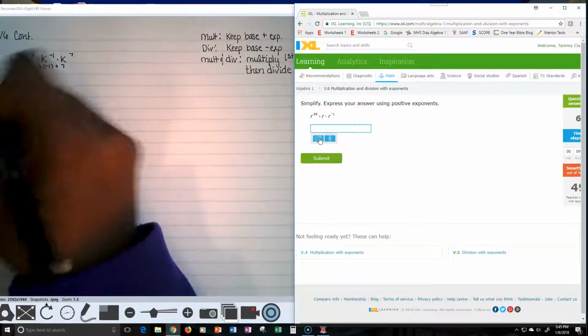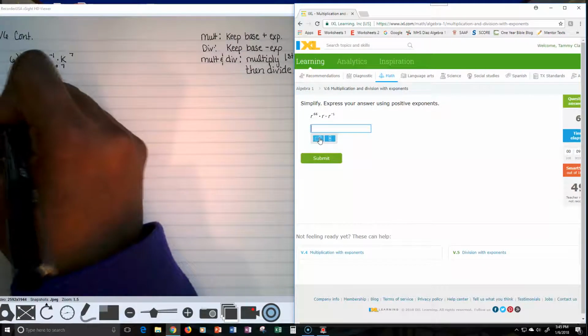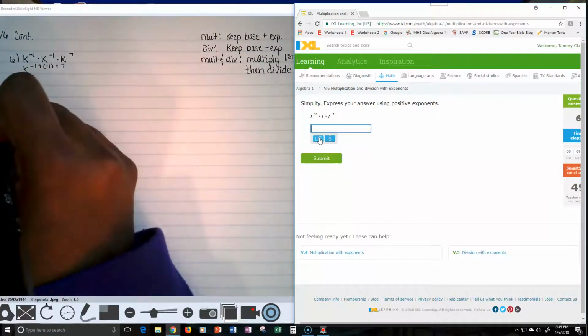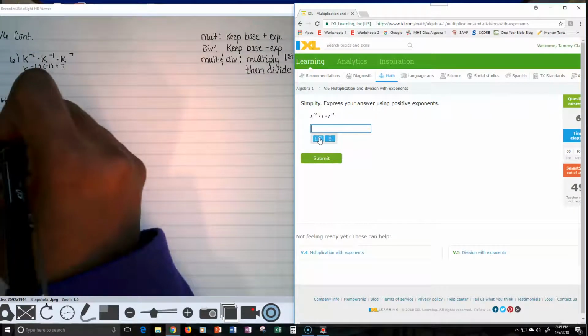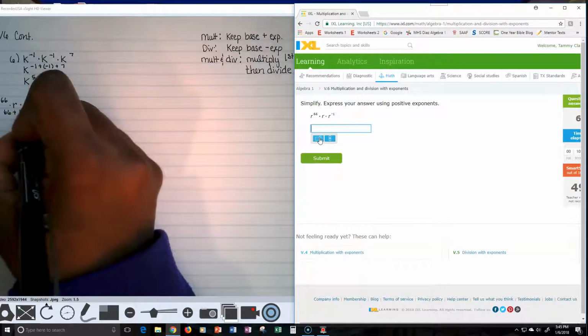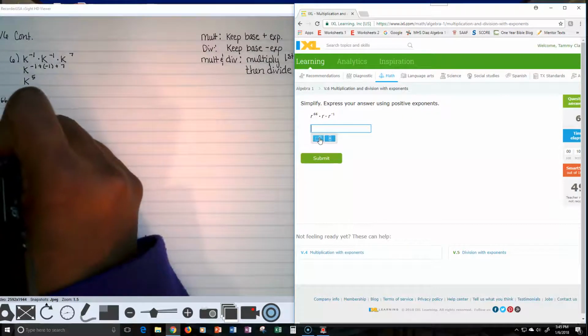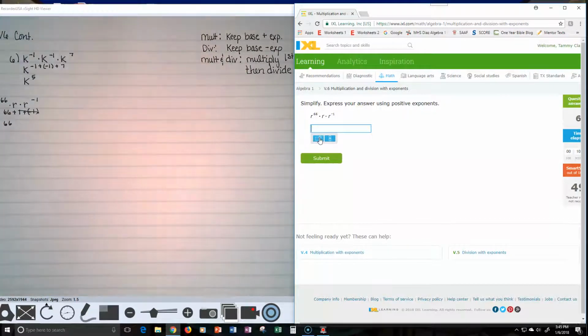Number 7 is r to the 66 times r to the negative 1. We're multiplying, so we're going to add our exponents and keep the base. So we've got 66 plus 1 plus negative 1. Well, 1 plus negative 1, those cancel out, so I'm left with r to the 66th power.